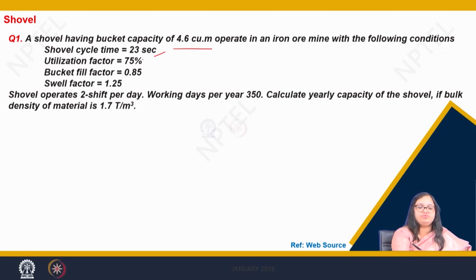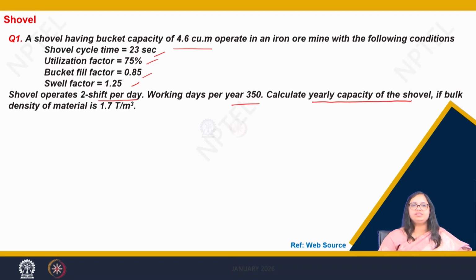Then the utilization factor is 75%. The bucket fill factor is given as 0.85 and the swell factor is given as 1.25. The shovel operates 2 shifts per day and the working days per year is given as 350. Now what do we have to calculate? Calculate the yearly capacity of the shovel, if the bulk density of material is 1.7 ton per meter cube.